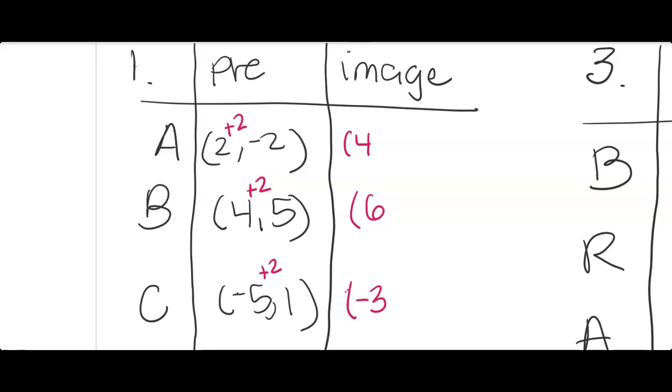Then we are going to minus 4 from all of our y's. So negative 2 minus 4 is negative 6. 5 minus 4 is 1. And 1 minus 4 is negative 3. Once we've created this table, now we can plot these points on our graph.